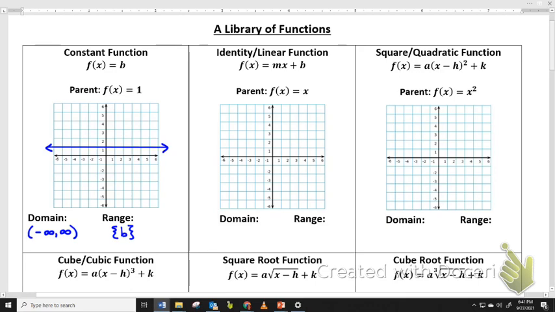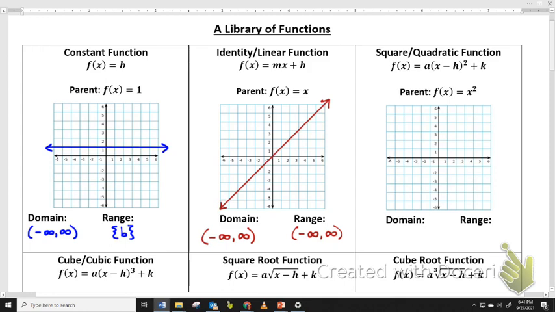Then we have linear functions, y equals mx plus b. The parent for that is f of x equals x. So that means my input and my output are identical. They're exactly the same. It's a perfectly horizontal line like this. My domain is all real numbers, negative infinity to positive infinity, and that is the same as my range, negative infinity to positive infinity.